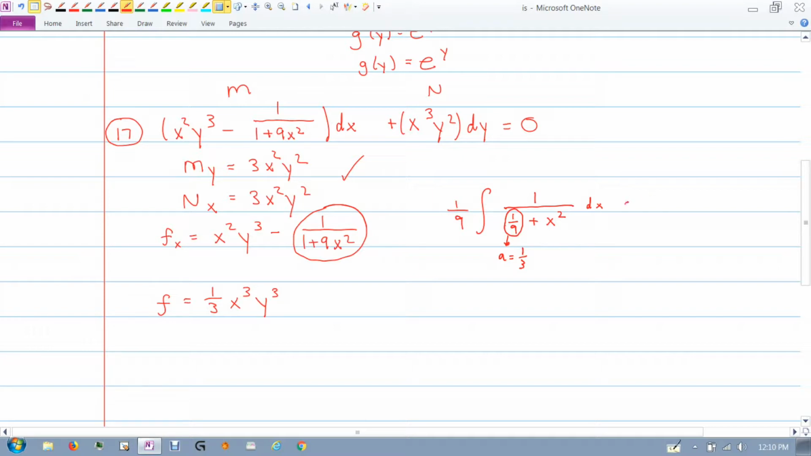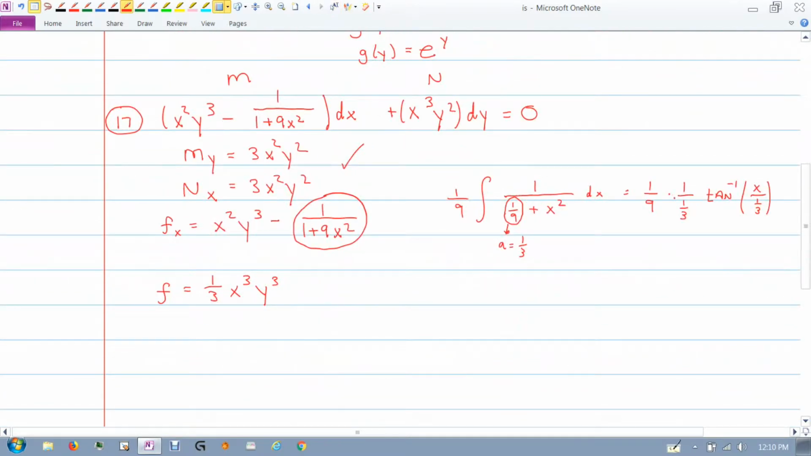So the antiderivative of this, we have the 1/9 out front, and then it'll be 1 over a, so 1 over 1/3, arctangent of, in this case, x over 1/3. And remember, 1 over 1/3 is just 3. So this is just 3.